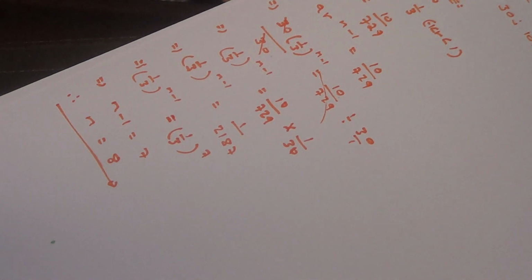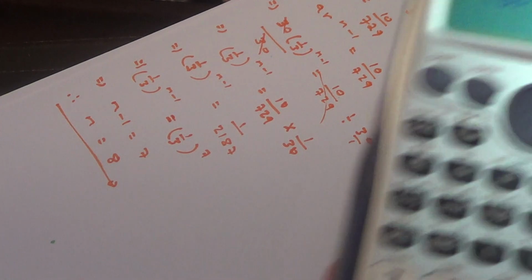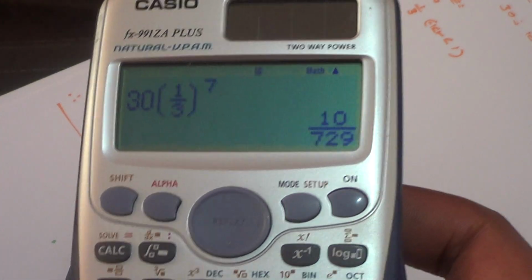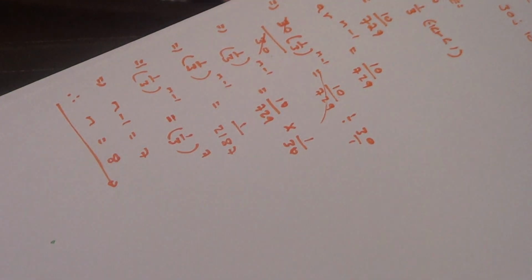Alright, now let's just test it and be sure that it is so. So we know that a is 30 into a third raised, now n is 8. So let's see, when we say 8 minus 1 is going to be 7, right? So it's going to be to the exponent 7 over there, and we get exactly what they gave us initially. So this is good, there's nothing wrong with it.